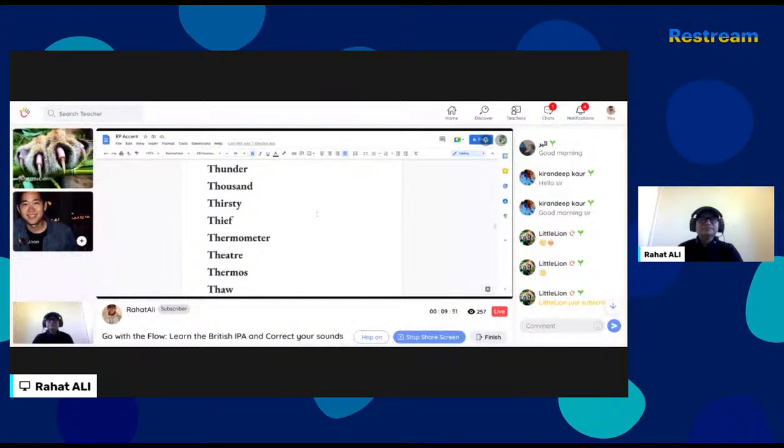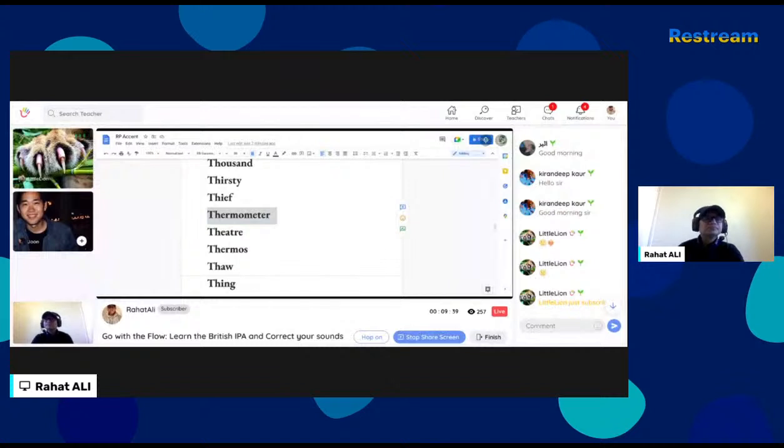Thermometer. Hang on a second. This word, should I stress it? Thermometer, thermo, sorry, thermometer. We are just focusing on giving stress to it. Wow, your stressed word is right. Thermo, mo is the stress. Thermometer.